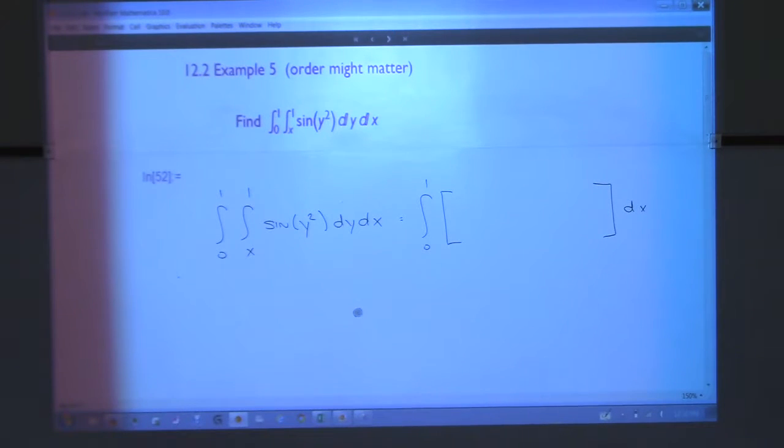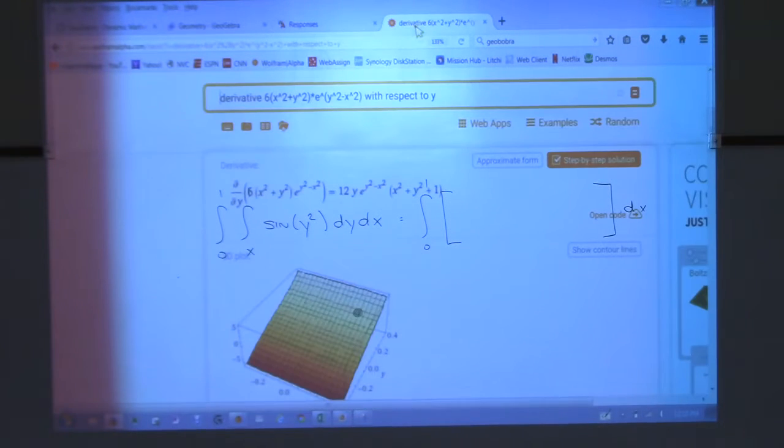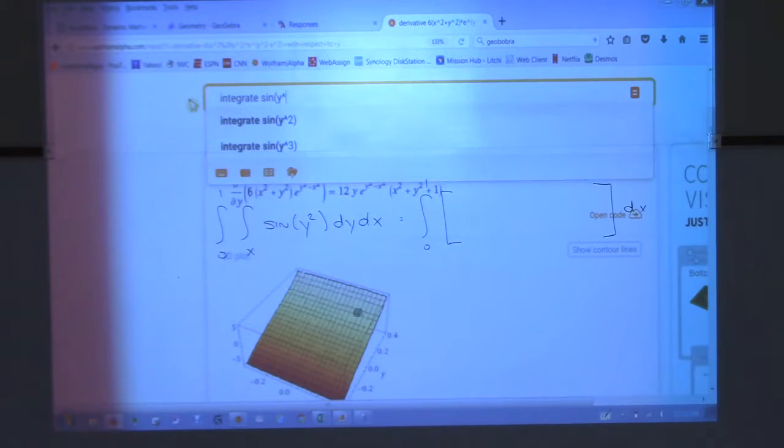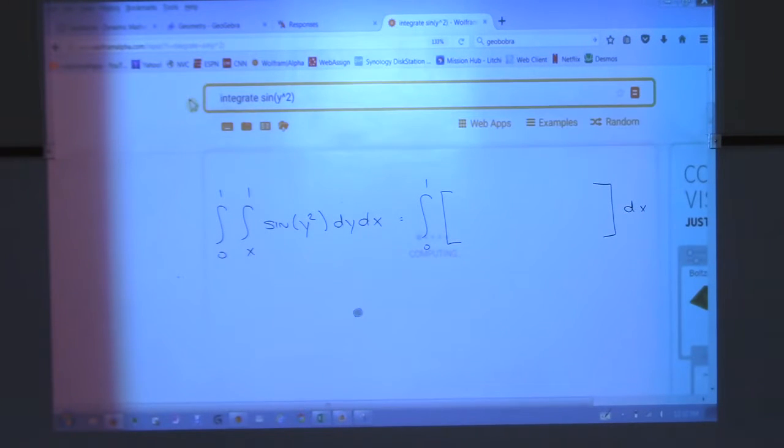Let's cheat. Let's go to Wolfram Alpha. Integrate, what is it? Sine y squared. Oh, you're going to love this. Can't forget the constant.